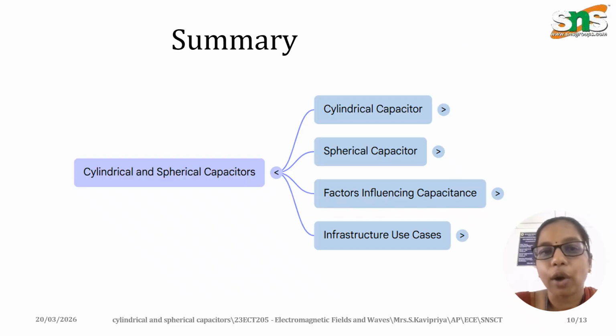And this is a summary of what we have discussed so far. In general, we discussed the introduction to capacitance and the parallel plate capacitor, and later we discussed the cylindrical and spherical capacitance and the factors that affect the capacitance in the cylindrical and spherical cases. And finally, we discussed the applications of the cylindrical and spherical capacitance.